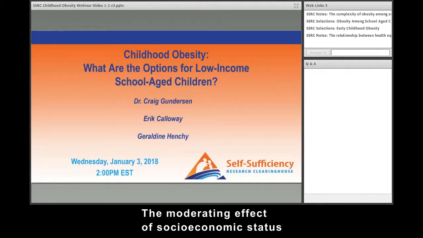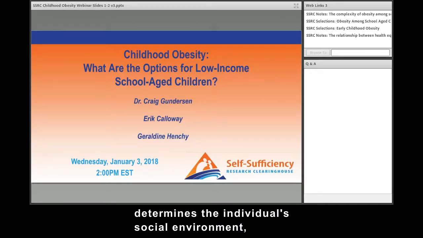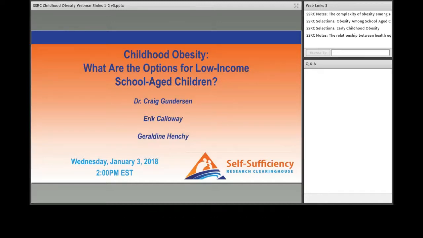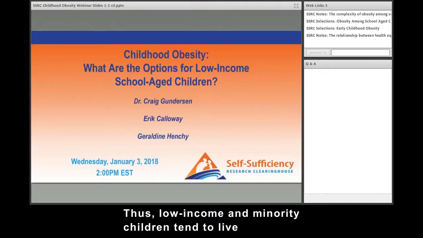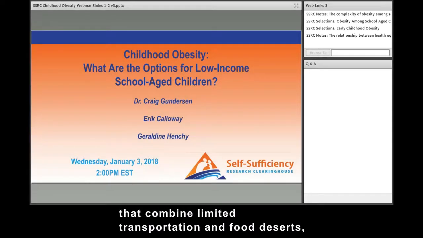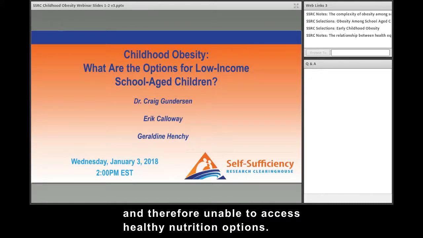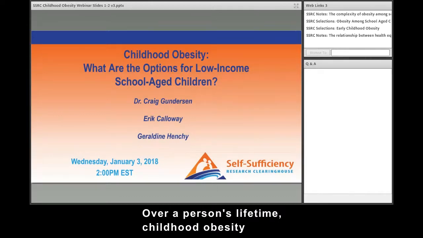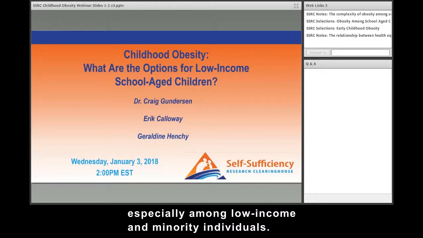The moderating effect of socioeconomic status determines the individual's social environment, food environment, and natural and built environment. Thus, low-income and minority children tend to live in natural and built environment settings that do not encourage physical activity. They are also less likely to live in places that combine limited transportation and food deserts and therefore are unable to access healthy nutrition options. Over a person's lifetime, childhood obesity is associated with adult obesity, especially among low-income and minority individuals.